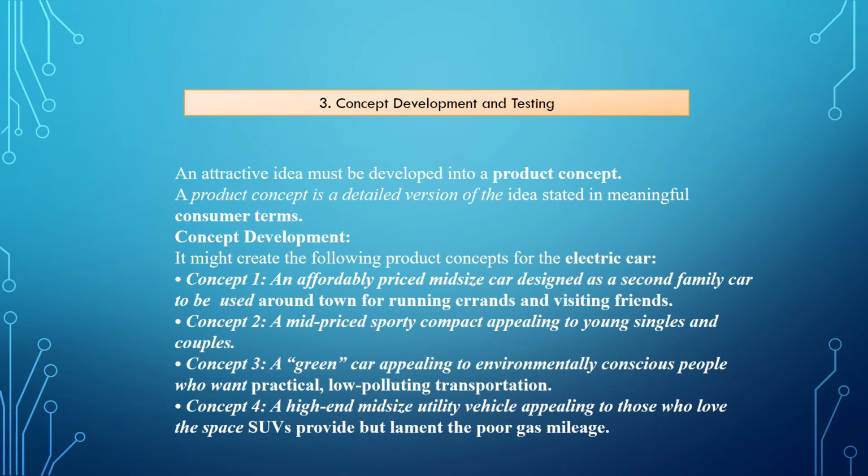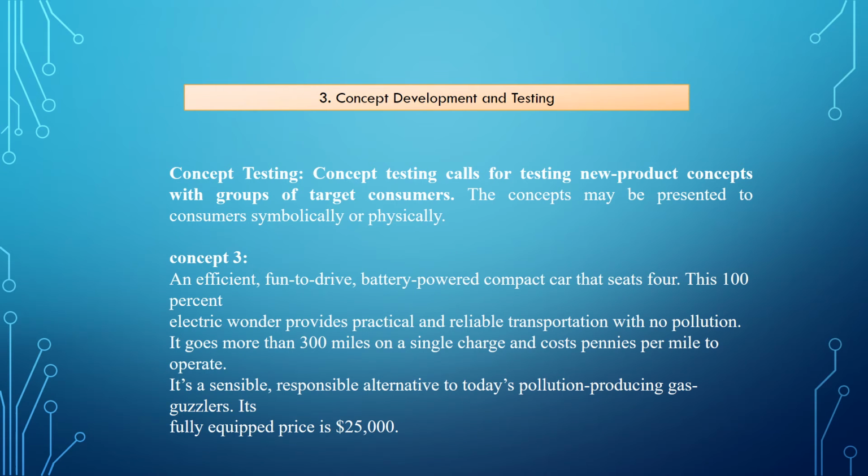Concept two, a mid-price, sporty, compact car appealing to young singles and couples. Concept three, a green car appealing to environmentally conscious people who want practical, low polluting transportation. And the fourth concept is a high-end, mid-size utility vehicle appealing to those who love the space of SUVs. This is how you do concept development.